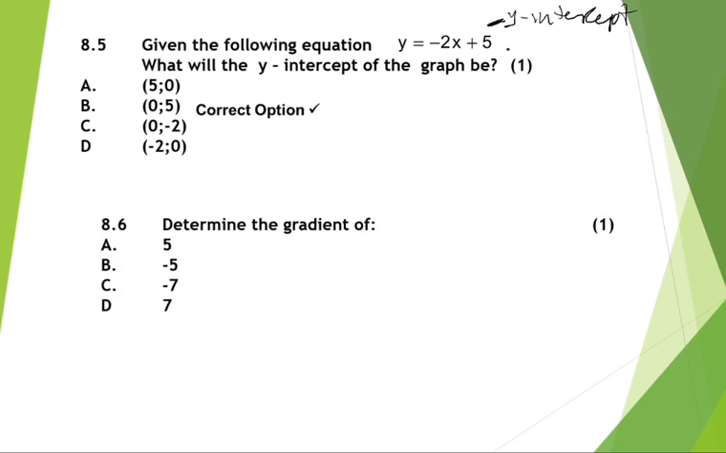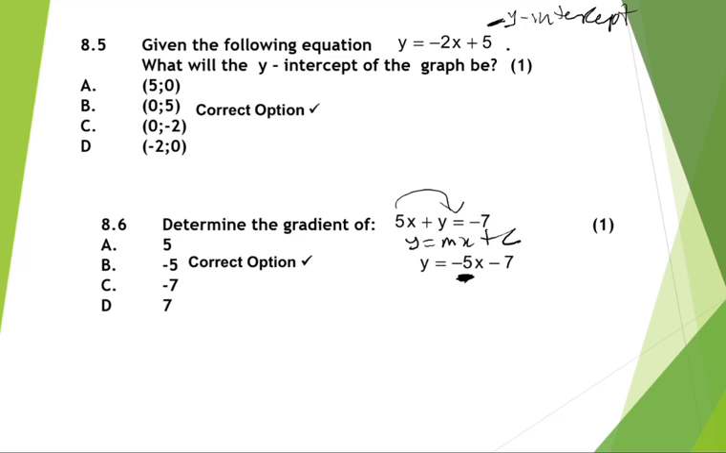Then you have: determine the gradient of 5x plus y is equal to minus 7. So you write it in the form y is equal to mx plus c. You take the 5x to the other side. So that means y is equal to negative 5x minus 7. So our gradient is the coefficient of x, which is negative 5. So the correct option is B.